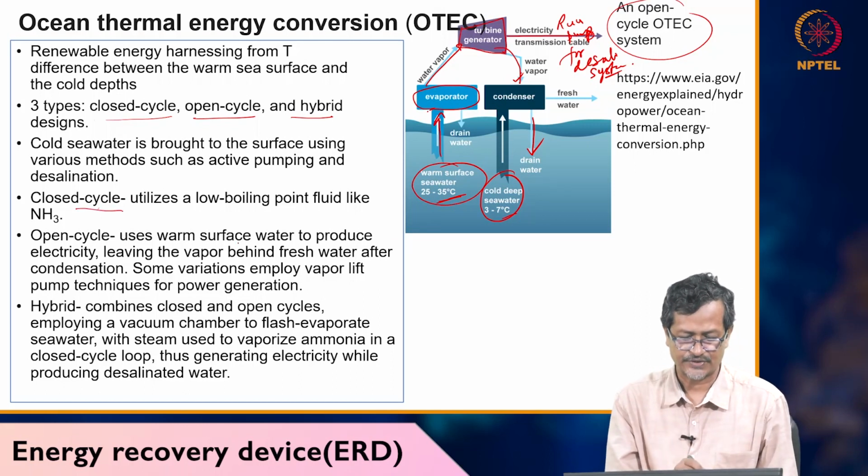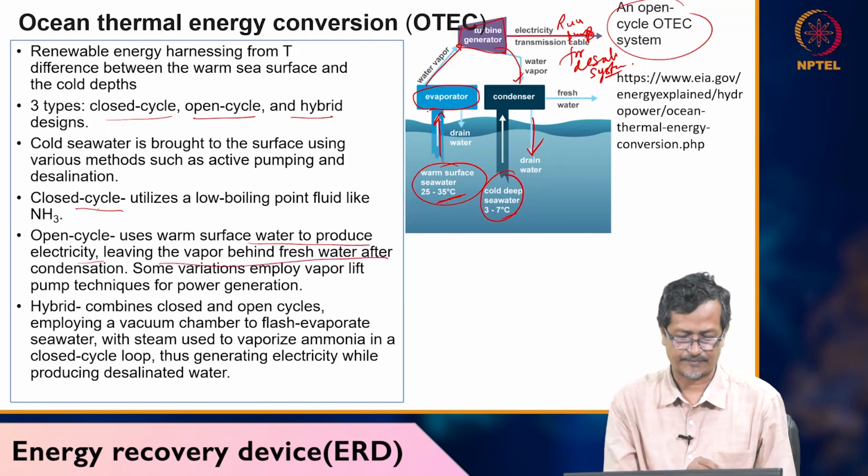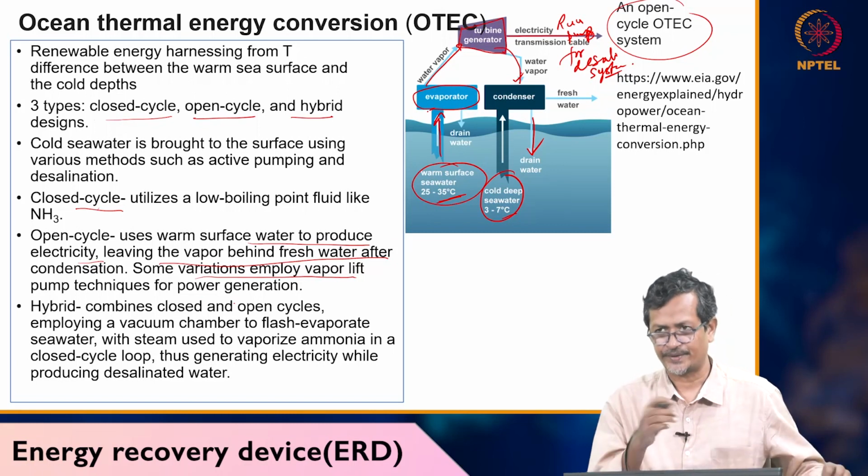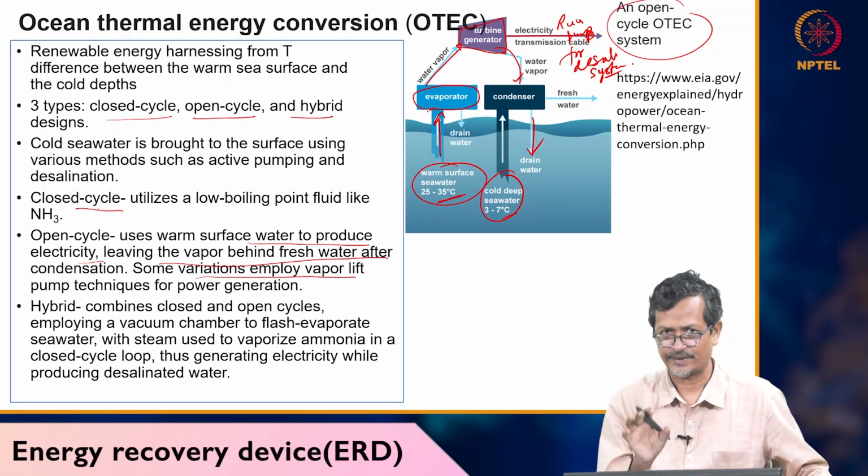So, the open cycle uses warm surface water to produce electricity, leaving vapor behind as fresh water after condensation. Some variations employ vapor lift pump techniques for power generation. Hybrid is also there. So, open and closed systems coupled together make a hybrid system.